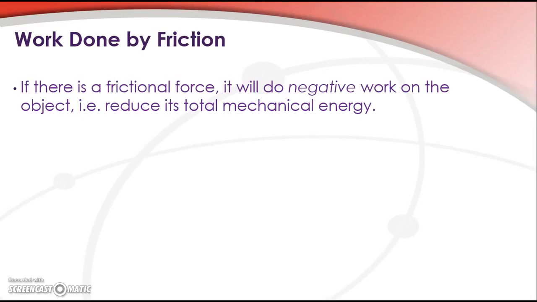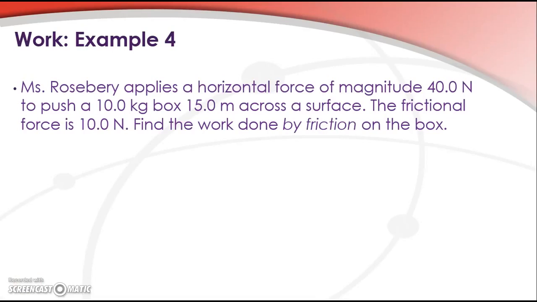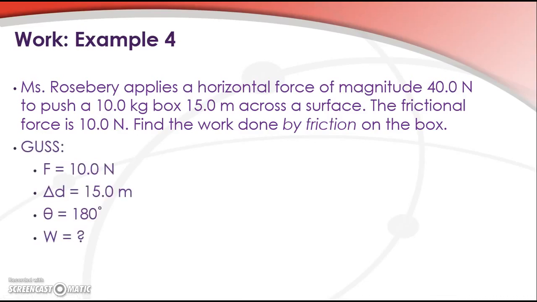After you thought about it, maybe you came up with this concept. Since the friction opposes the motion, it'll actually do negative work on the object. It'll reduce its total mechanical energy. So let's see how this works in practice. Let's say we apply a horizontal force of magnitude 40 newtons to push a 10 kilogram box 15 meters across the surface. But the frictional force is 10 newtons, and we want to find the work done by friction on the box. Well, we can set it up the exact same way.